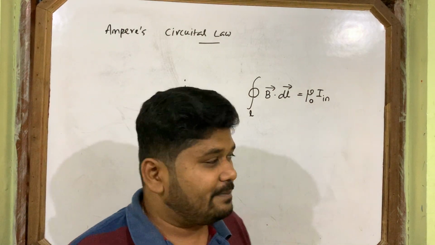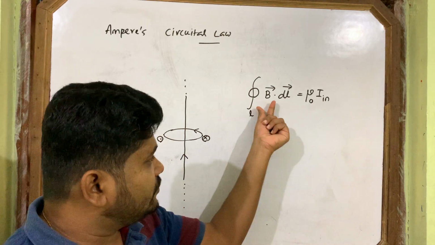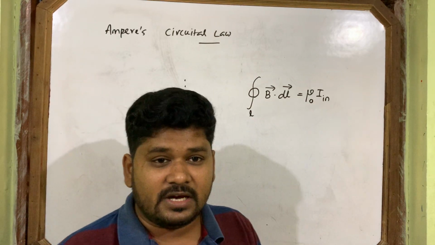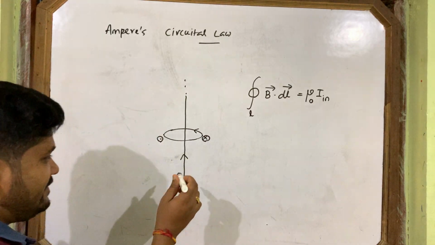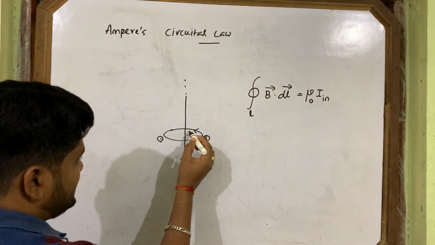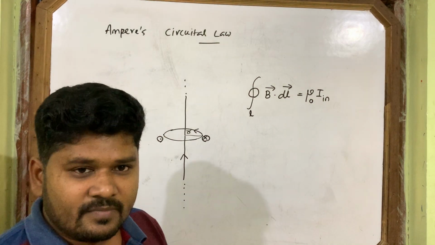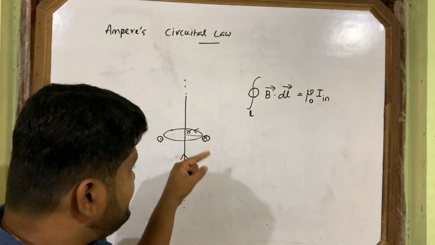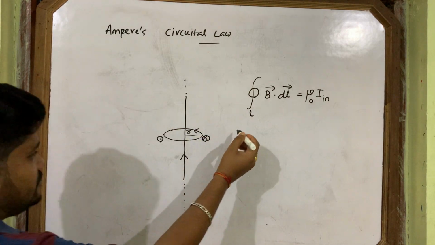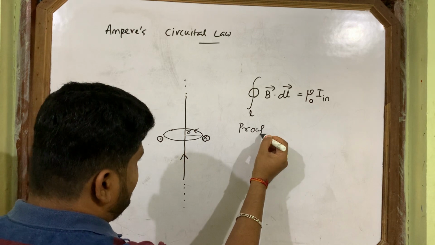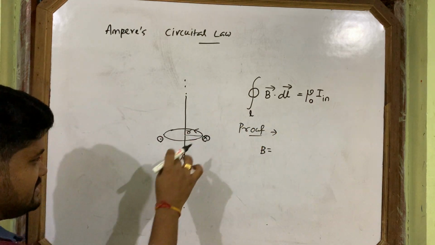On this loop we will apply Ampere's circuital law, and let's prove whether this RHS is coming or not by doing the integration of LHS. For this Amperian loop, you can take the radius, suppose I take the radius as r. What is the magnetic field value at a distance r? For this loop I am going to prove it.